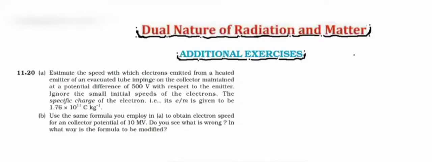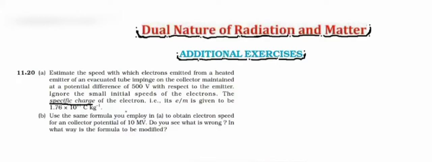Additional exercises of unit 12, nature of radiation and matter. Okay, question 20. Estimate the speed with which electrons are emitted from the heated emitter of an evacuated tube. The potential difference is given as 500 volts. Then the specific charge, or charge to mass ratio e by m, is given as 1.76 into 10 power 11 coulomb per kilogram.